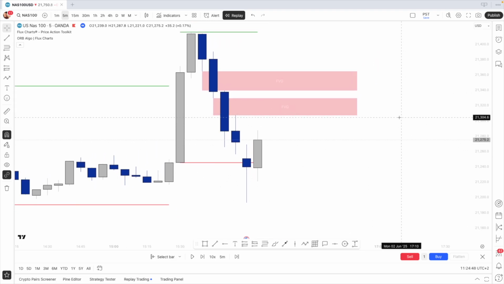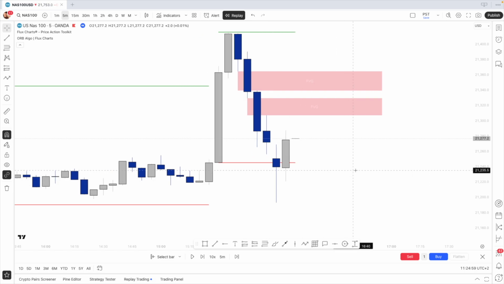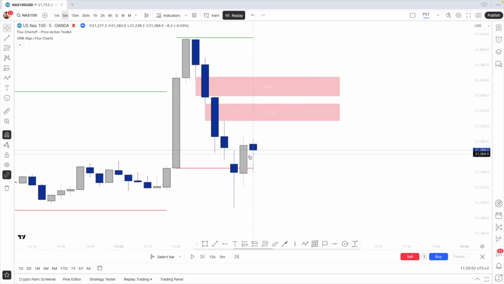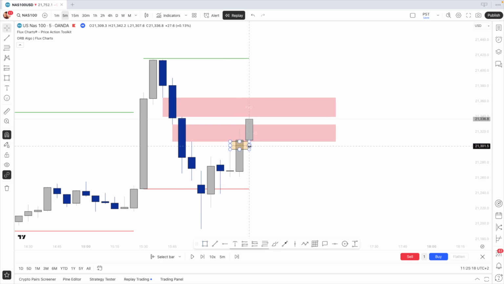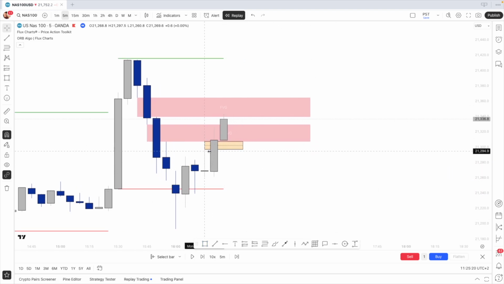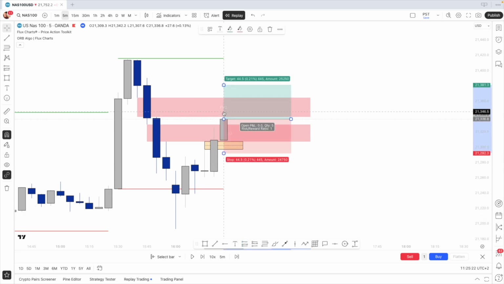Now there's a bunch of entry models you can follow. For this one, we are going to use a fair value gap. So now we want a fair value gap to form back inside this range. Let's see what happens. There we had a push. There we had our fair value gap formed. You will see the indicator will draw it out if I play one ahead. So we are going to enter our position right there.